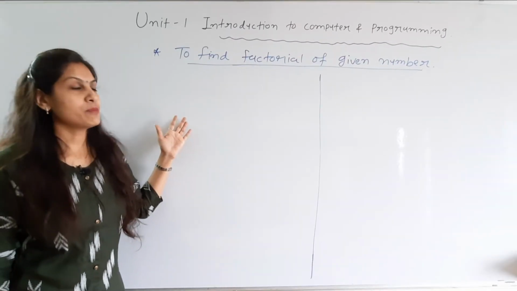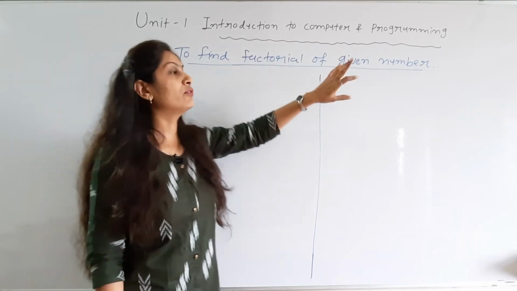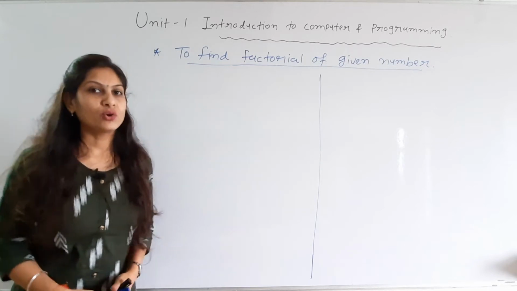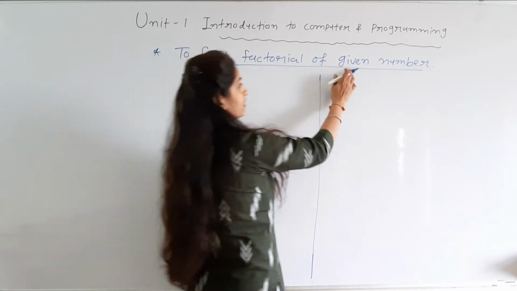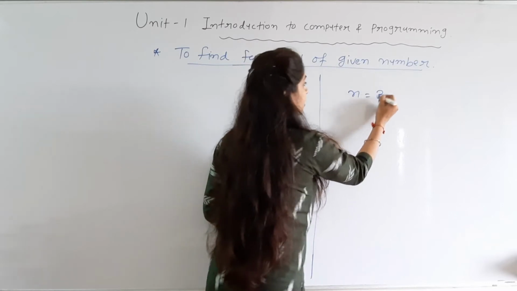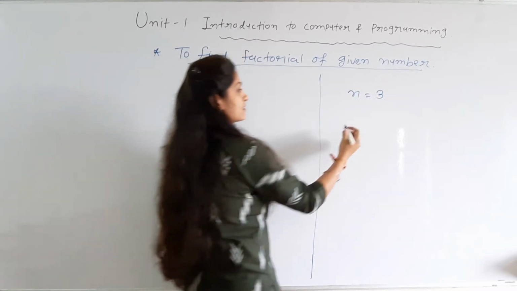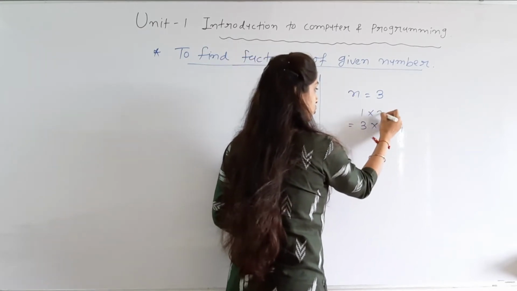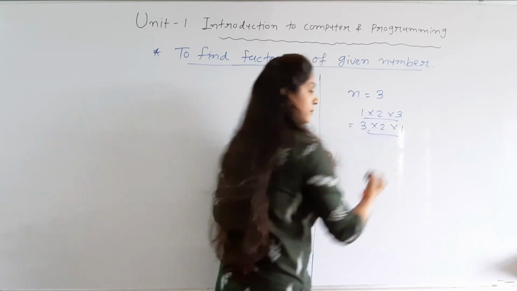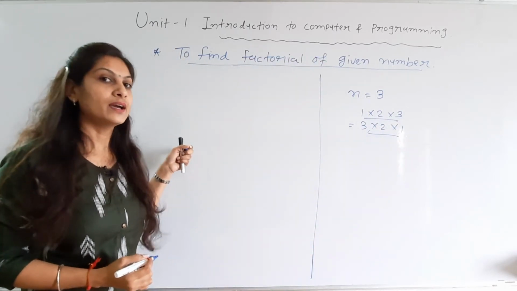Now the second type of problem is like this: to find the factorial of a given number. You know the logic for a factorial. If the number is given by the user, that is 3, then how can you solve it? The factorial is nothing but 3 into 2 into 1, or you can say 1 into 2 into 3. Both are the same. Clear? So this formula we have to apply here.